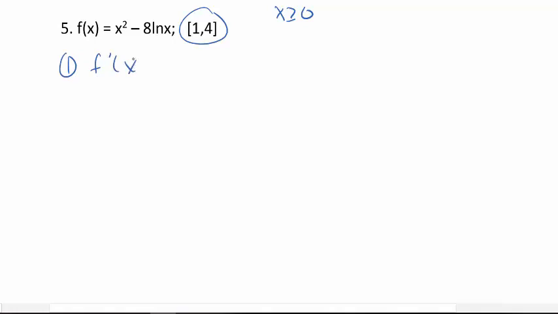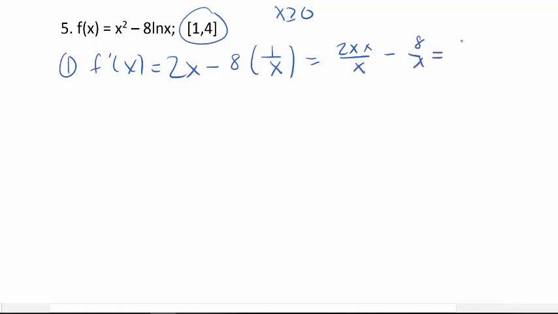So my first derivative equals 2x minus 8. That would be 1 over x. Since I know I'm going to have to deal with solving this piece, I'm going to go ahead and get a common denominator, which would multiply that by x over x. So that's 2x squared minus 8 over x. So I just, again, multiplied to get that common denominator for that piece.